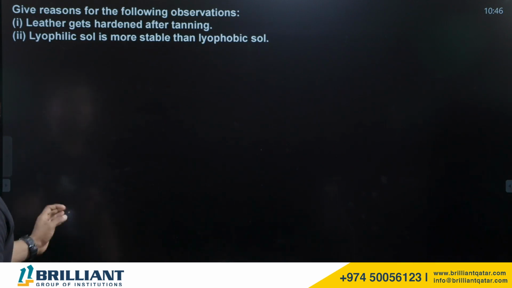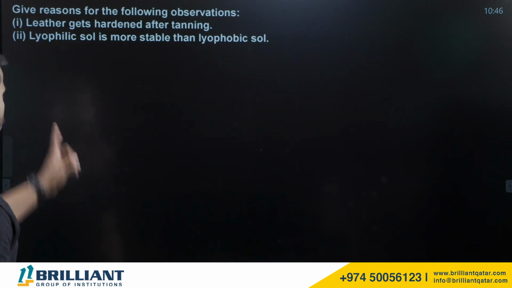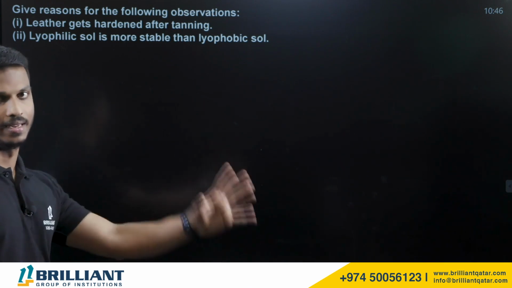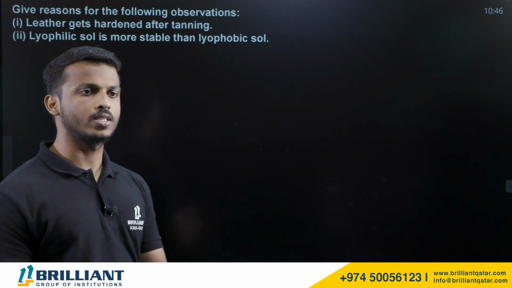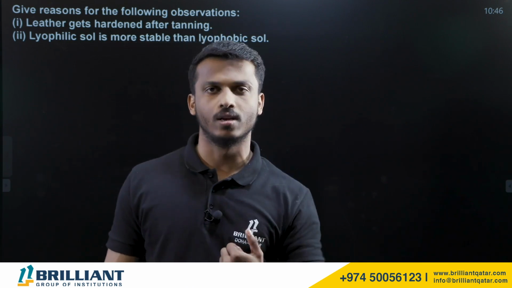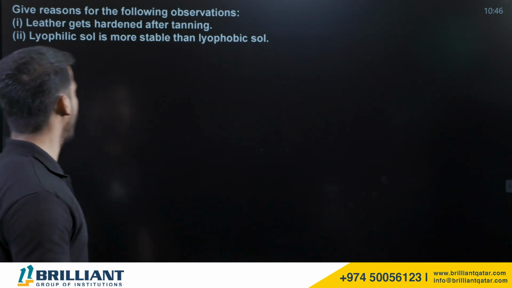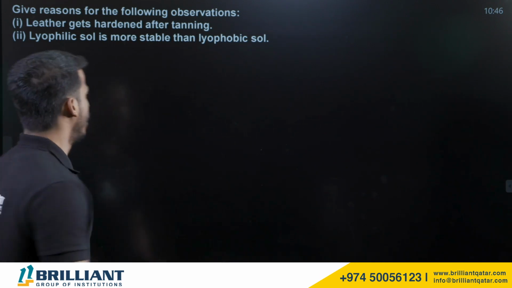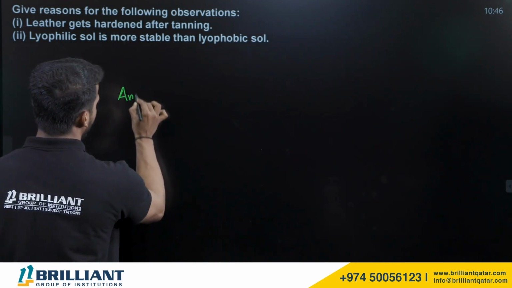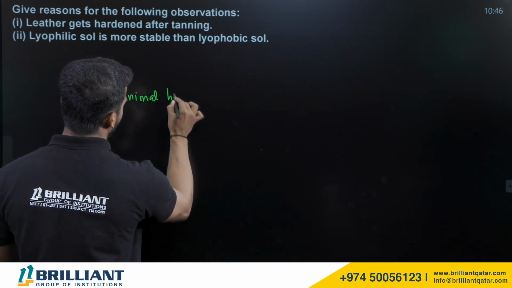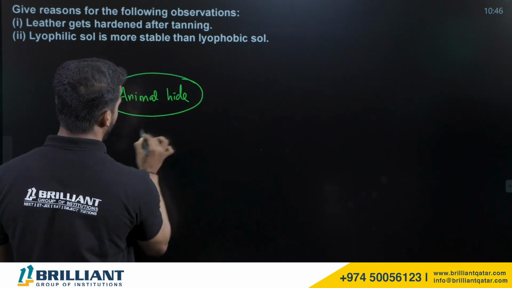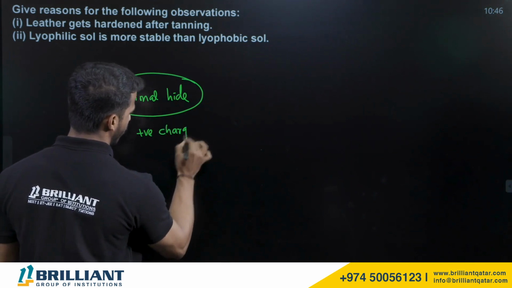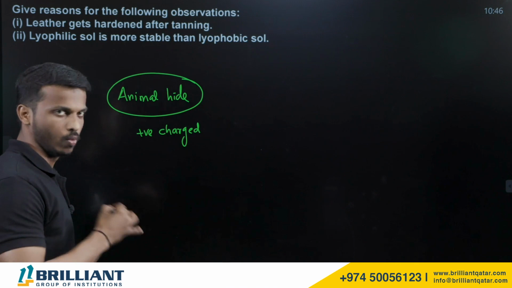Next, give reason for the following observation. Question number 1: leather gets hardened after tanning. Tanning is a process to get hardness for the leather. Dear all of you, you know how leather is made from animal hides, right? Animal hide is a positively charged colloid, okay? It's a positively charged one.